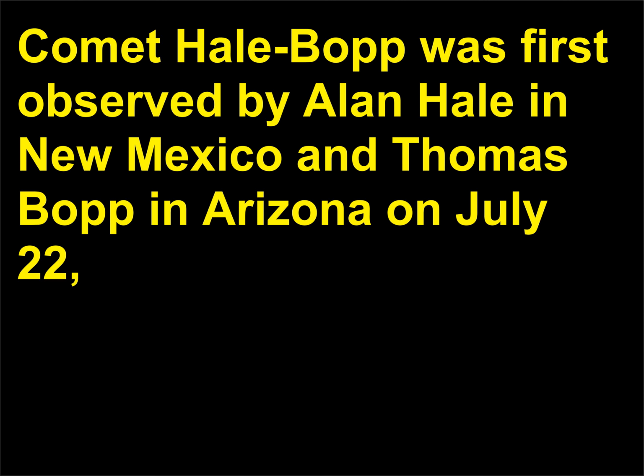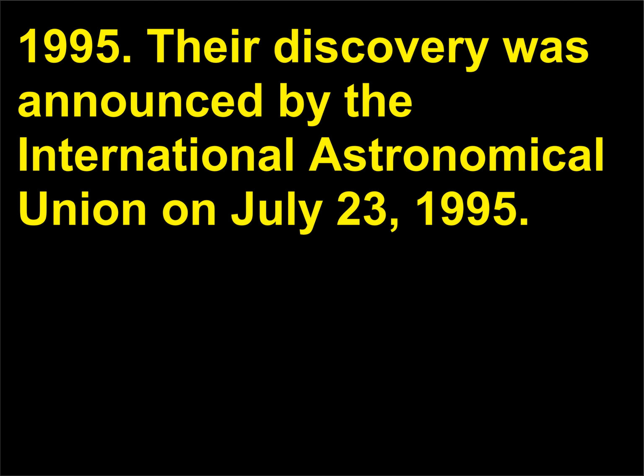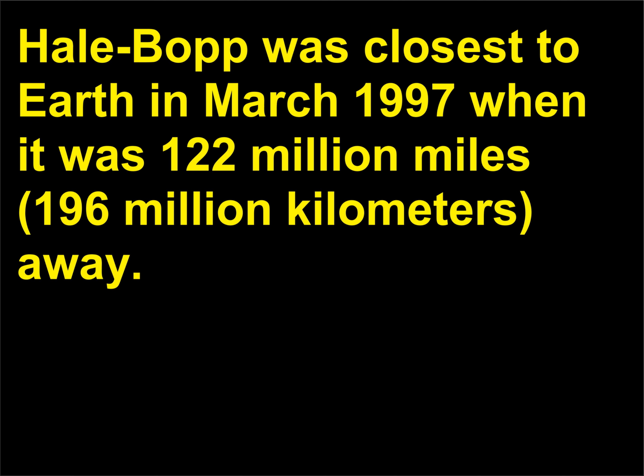Comet Hale-Bopp was first observed by Alan Hale in New Mexico and Thomas Bopp in Arizona on July 22, 1995. Their discovery was announced by the International Astronomical Union on July 23, 1995. Hale-Bopp was closest to Earth in March 1997 when it was 122 million miles, 196 million kilometers, away.